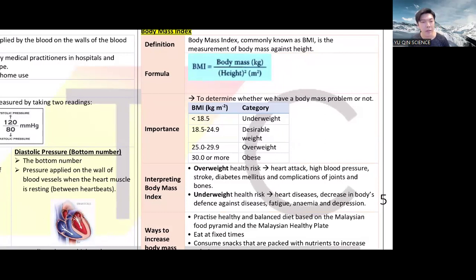So if the question gives you a number and asks you what category, you try to remember a bit. So the normal range will be 18.5 to 24.9. Anything lower than 18.5, underweight. 25 to 29, that's overweight. 30 and above, obese. You try to remember which is which.